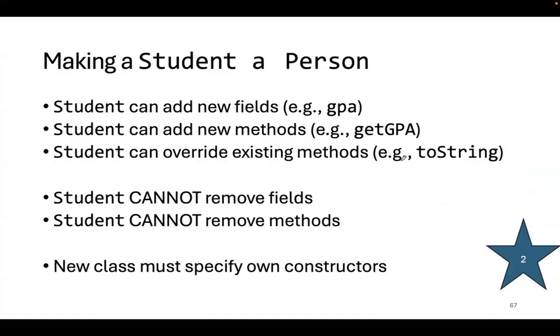We can add new fields, so we can add GPA. We can add new methods like getGPA or study. That's something new that Person didn't have. We can also do what's called overriding existing methods.